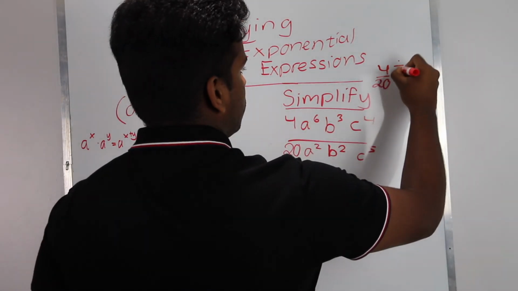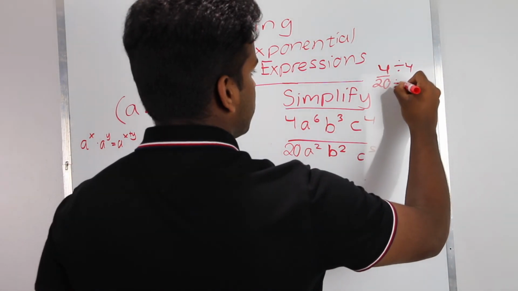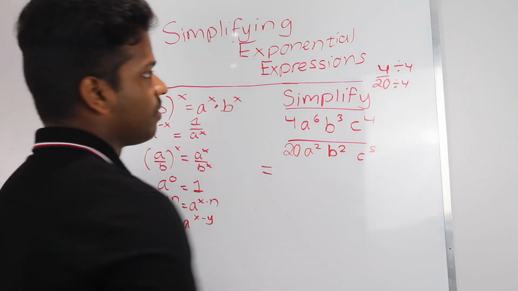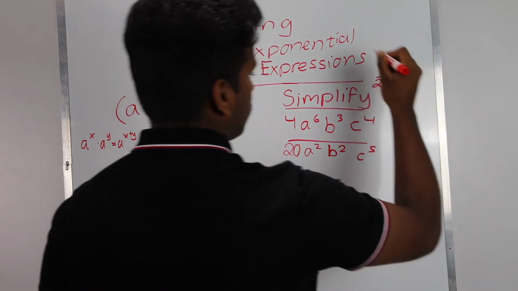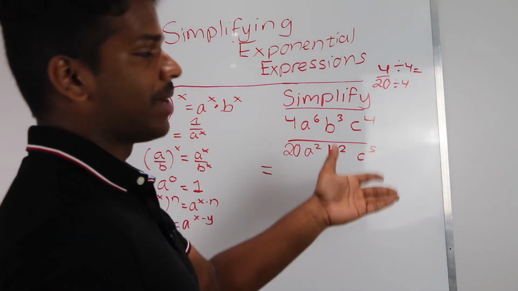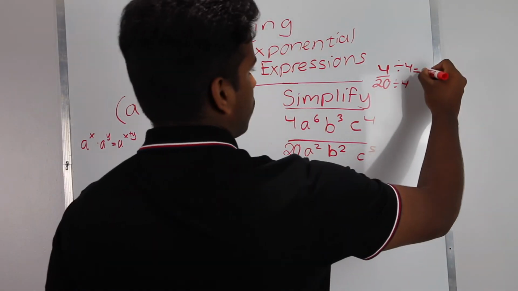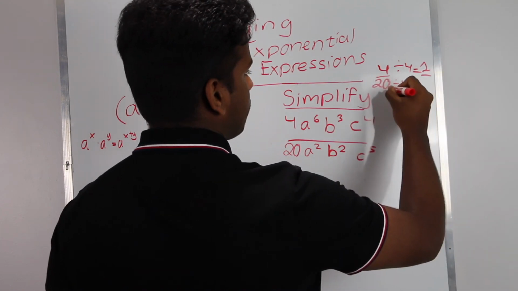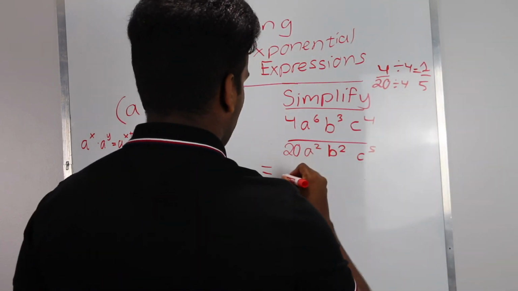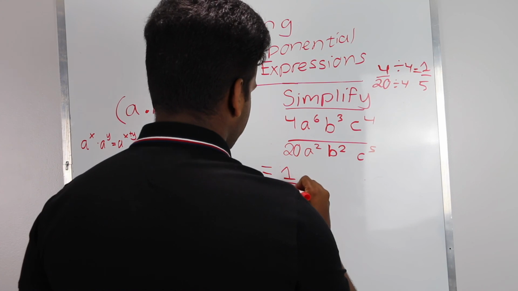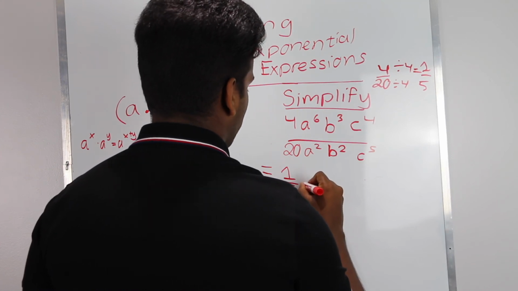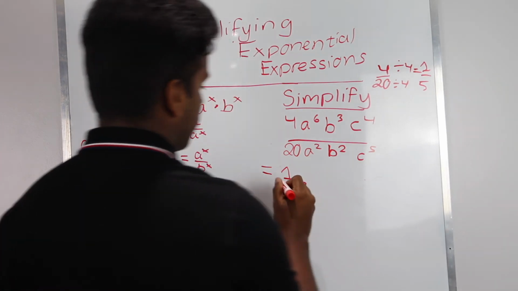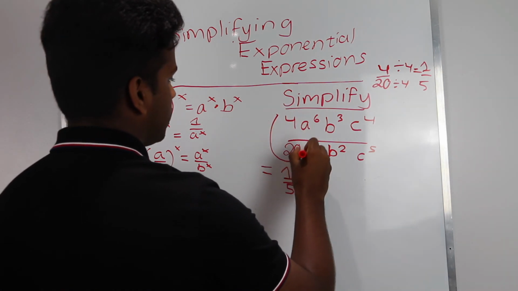Using our knowledge of the greatest common factor and simplifying fractions from the videos earlier, we know the greatest common factor between 4 and 20 is 4. So 4 divided by 4 is 1, and 20 divided by 4 is 5. So we have 1 over 5. Okay, 1 over 5. We've dealt with these two numbers now.